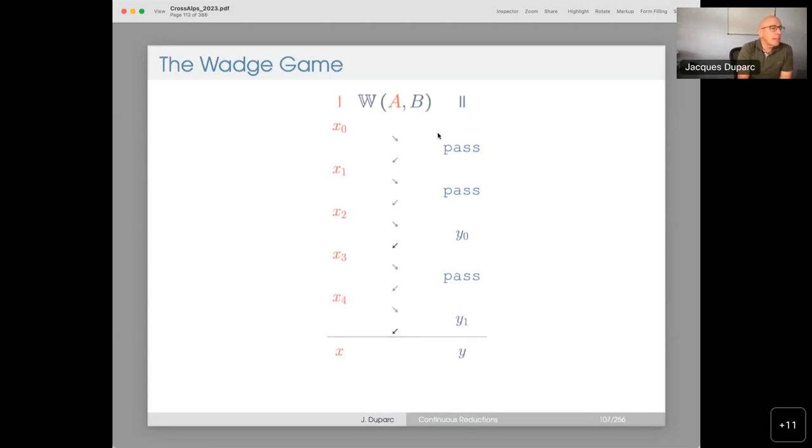At the end, they will have produced for one an infinite sequence of zeros and ones, x. For two, a finite or infinite sequence of zeros and ones, y. Two wins if the y that two has produced is infinite, and otherwise two loses, right? And x is in A if and only if y is in B. So this is the condition, so that what you get is exactly what we had before.